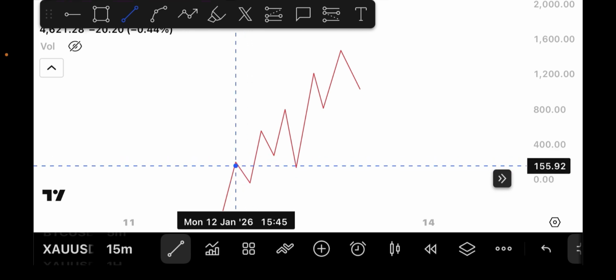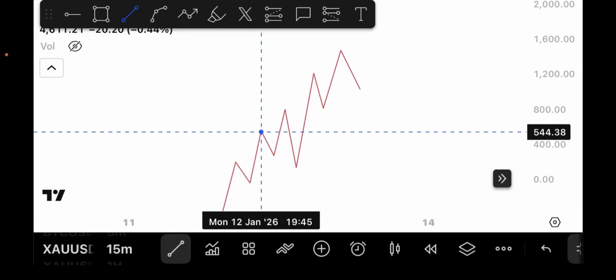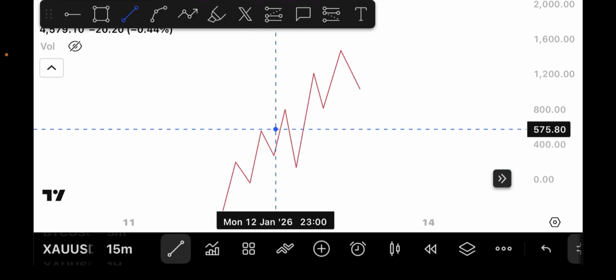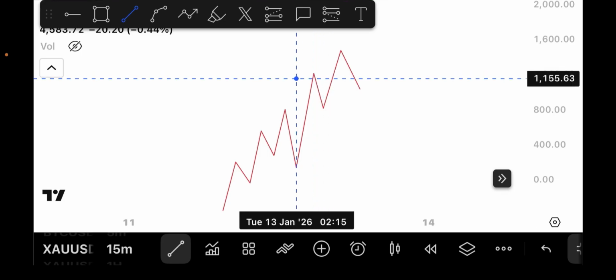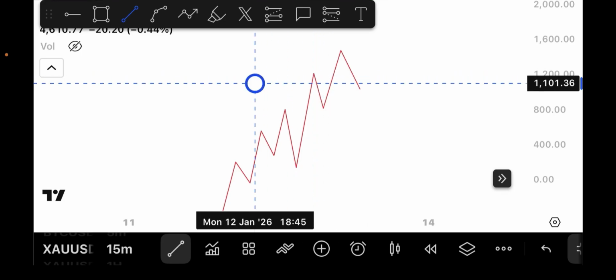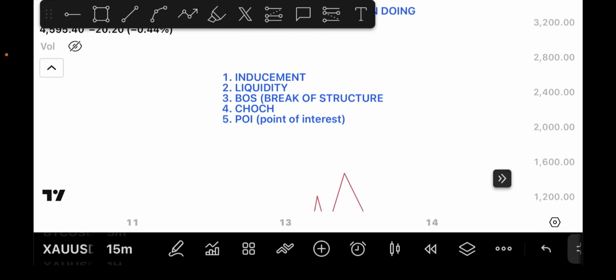The market breaks a structure here. Are you getting it? The market breaks another structure here, and another structure here, and another here. So now we have gotten the third thing here, which is break of structure.